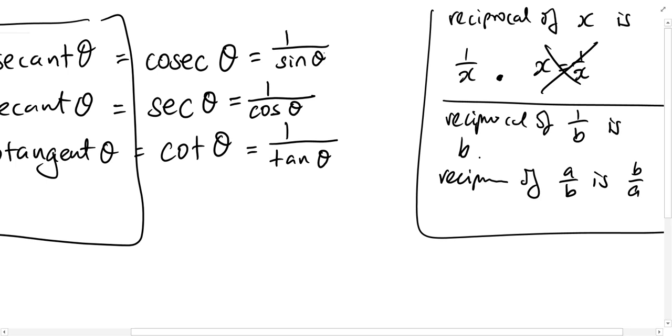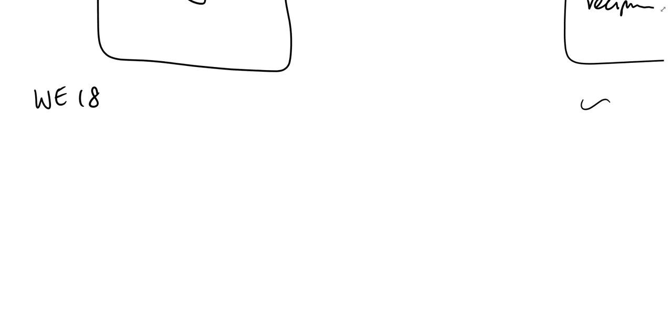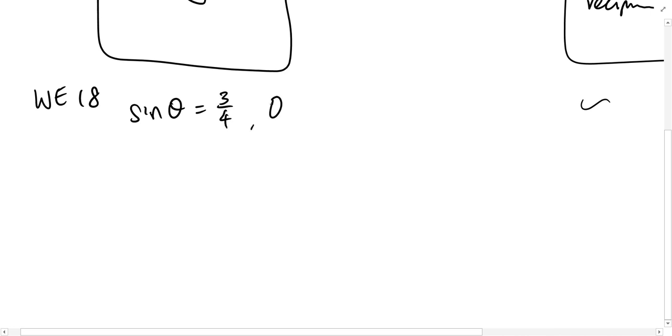Okay, so you see we already have on the board sine theta, right? Sine theta is y over r. So what do you think cosecant theta is? One more time, all think together with me. We are given that sine theta is 3 over 4, and they are so nice to tell you that theta is acute. So which quadrant does theta lie in? So theta in Q1, first quadrant.